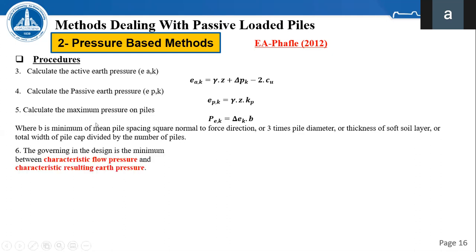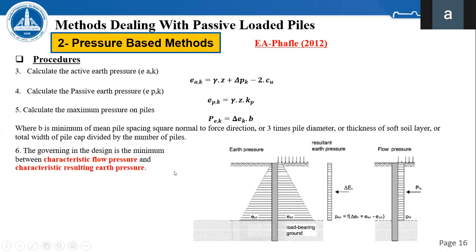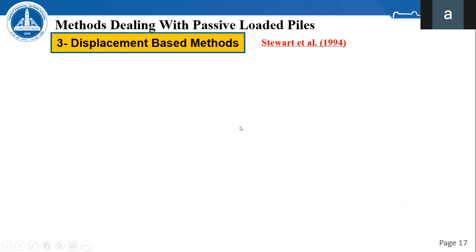The governing value in the analysis will be the minimum value of the lateral pressure calculated from the characteristic flow pressure, which is a function of the undrained shear strength, or the characteristic resulting earth pressure, which is a function of the value of the embankment stress. Third, we will talk about the displacement-based method proposed by Stewart et al. in 1994.